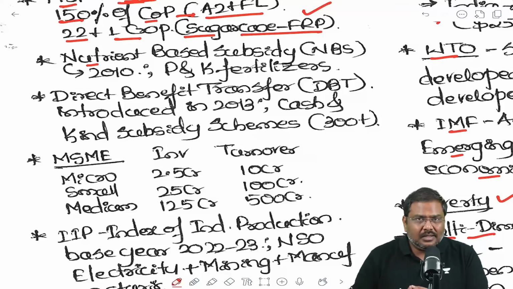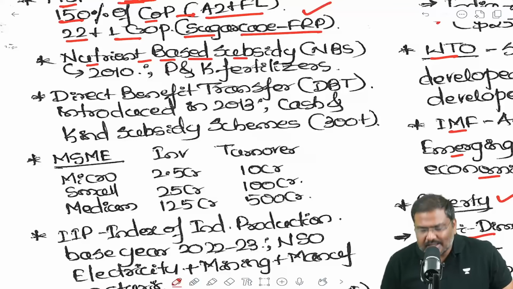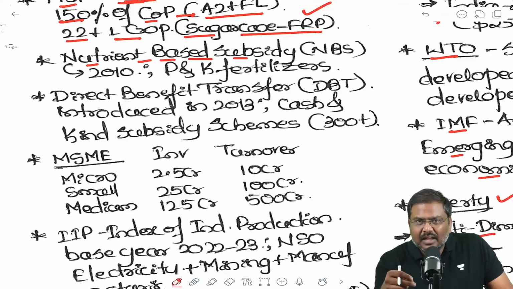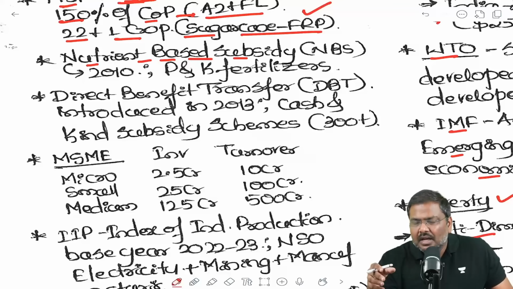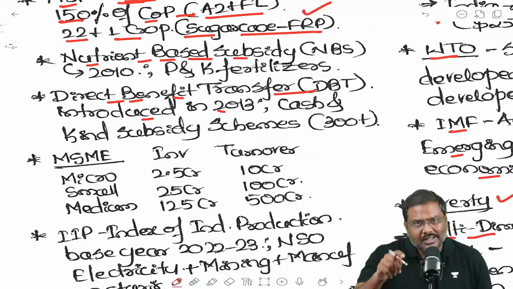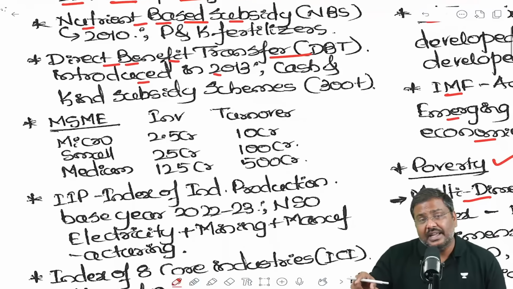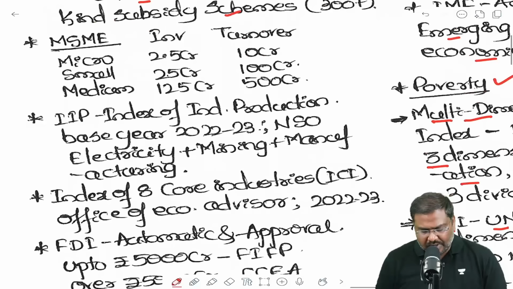Apart from this, another terminology that is there in the newspapers is nutrient based subsidy. Under this, the P and K fertilizers are provided subsidy by the government. This was introduced in the year 2010. The idea is, based on the nutrients which are consumed to produce these fertilizers, the government will announce a per kg subsidy. The direct benefit transfer was introduced in 2013. Under the DBT, cash-based subsidy as well as kind-based subsidies over 300 schemes are covered.